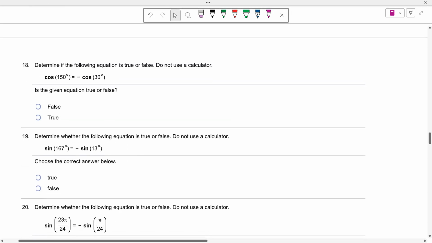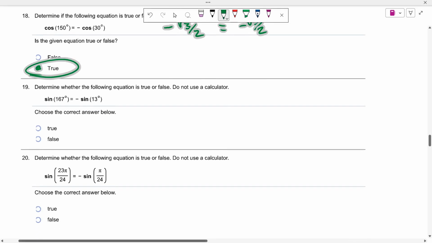And finally, is the cosine of 150 the same as negative cosine of 30? Well, the cosine of 150 is negative square root of 3 over 2. The cosine of 30 is square root of 3 over 2. But if they say, what's the negative of that? It's negative square root of 3 over 2. They are equal, so it is true.